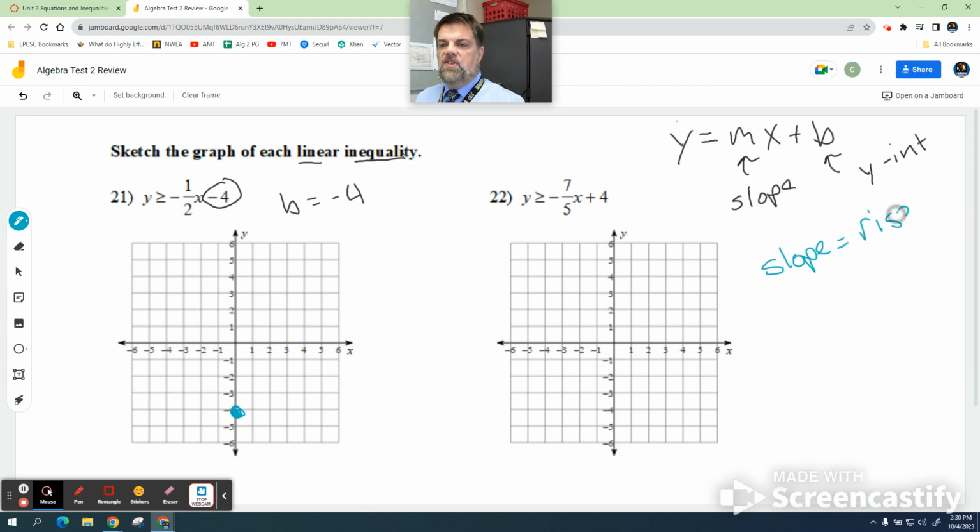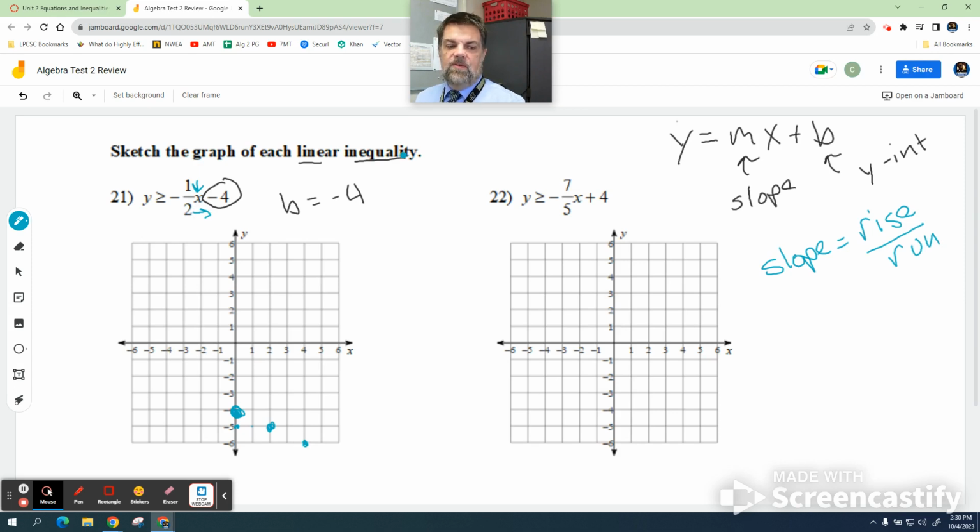So if it's a positive slope, I go up the top number and over the bottom number. But this is a negative slope, right? So that means from here, I'm going to go down 1, right? Remember, the rise is the top number. Then over 1, 2. That's the bottom number. So this is going to go down 1 over 2. From there, I'm going to go down 1 over 2.